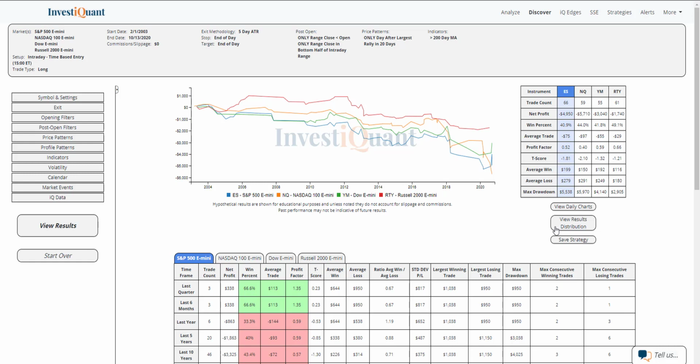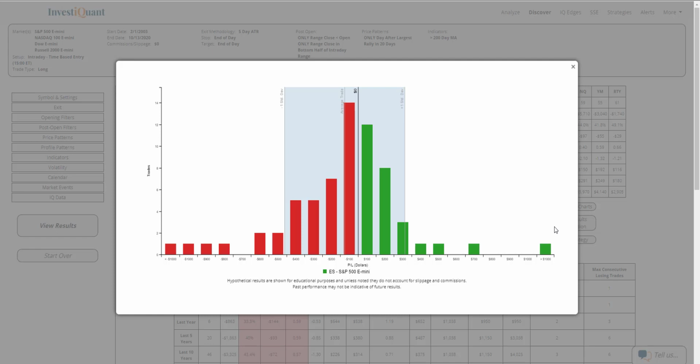Let's take a quick look at the results distribution, and I've got the S&P selected here. And you can see here the taller bars definitely happening on the red bars. So the red bars represent the losing trades, and the taller the bars, the more frequently that trade result has happened. The trade results are on the bottom here on the horizontal axis. Dead center is 0, so that's right here, with the tallest bar right next to it being a small loss. And then as you move to the left, the losses become larger. As you move to the right, the gains become larger.